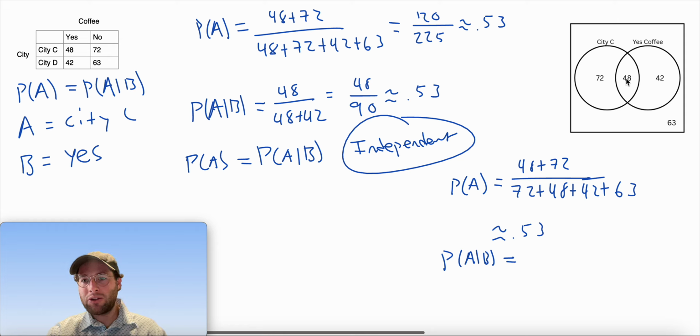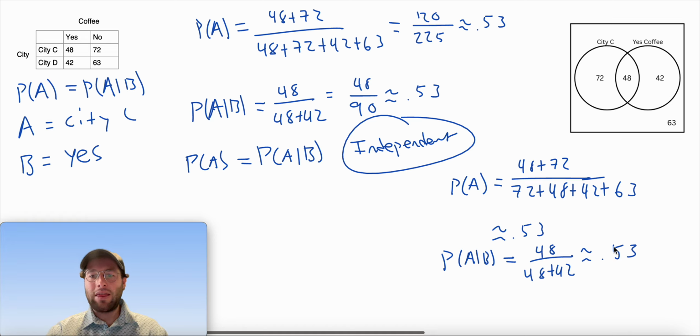And then the probability of A given B is going to be, well, there's 48 people here that live in city C and drink coffee. And then the total amount of people that drink coffee is 48 plus 42, which we can see is the same thing as right here. So we know that's going to come out to approximately 0.53. And therefore, because these are equal, we can see that again, living in city C and the event drinking coffee are independent events. And that's going to be the end of today's video.